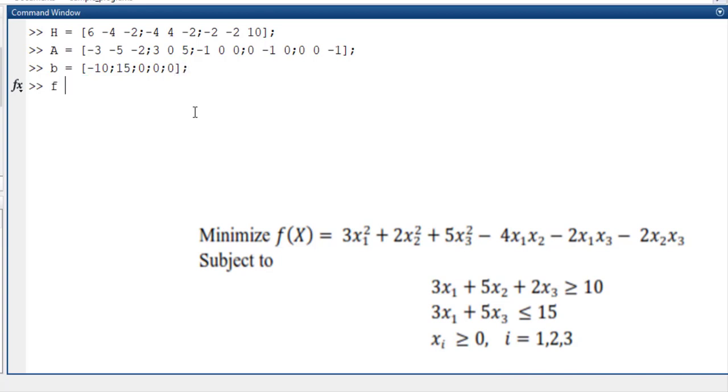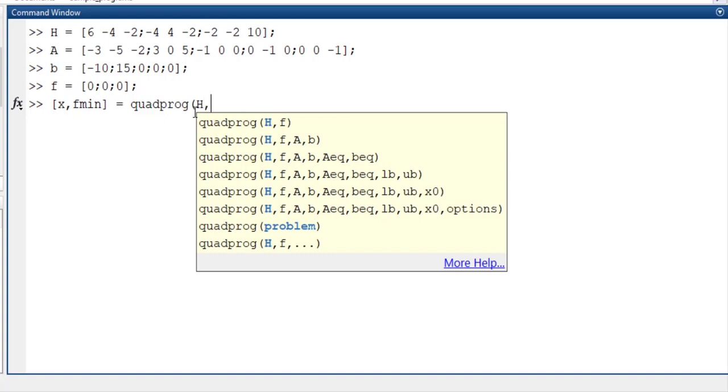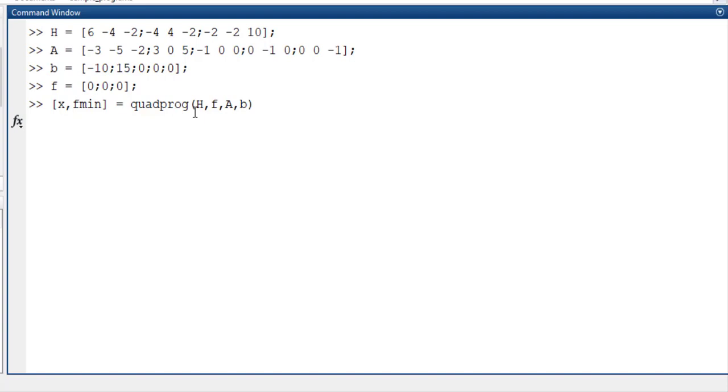Now I will write the f vector as 0 0 0. Why am I taking it as 0 0 0? Because if you observe, this equation does not have any term of first order, like a x1 plus b x2, so I am writing f as 0. Now I'll write the function call: x comma fmin is equal to quadprog of h comma f comma a comma b, close the brackets, and press the enter button.